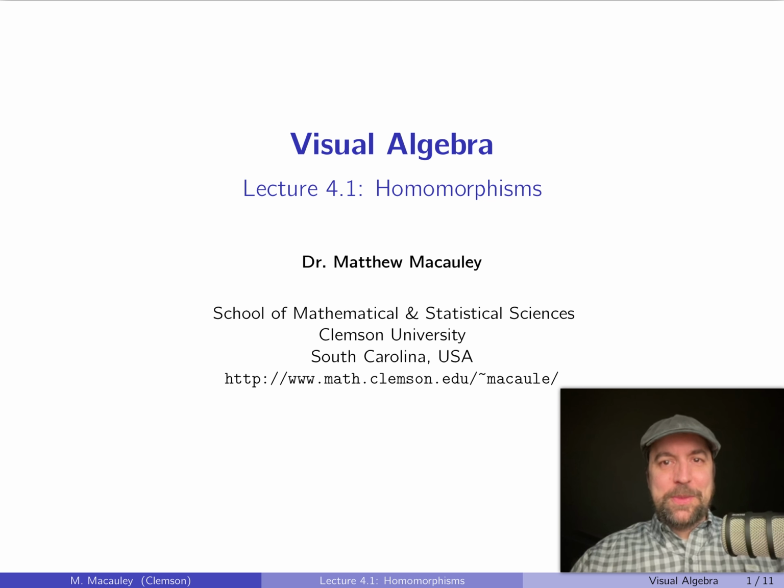Welcome to Visual Algebra Lecture 4.1, Homomorphisms. Up until now, when we've said that two groups are isomorphic, it's been assumed that for some choice of generators, they have Cayley graphs of the same structure. Naturally, this definition has shortcomings, especially for large or infinite groups. In this lecture, we will finally formalize this by defining the concept of an isomorphism.